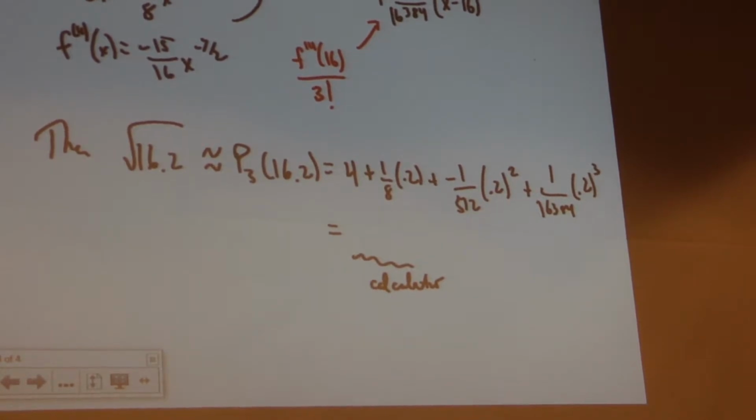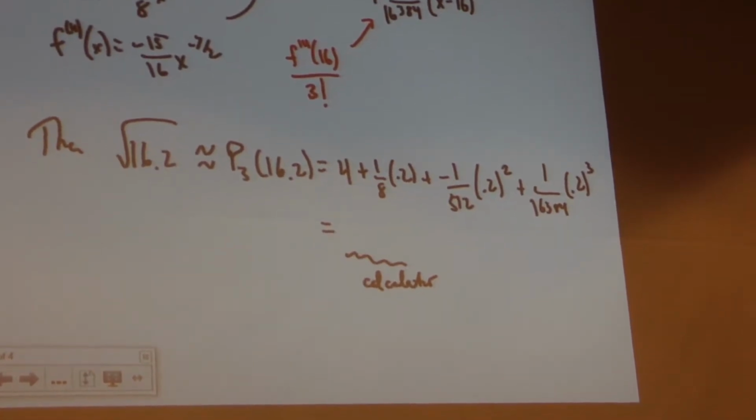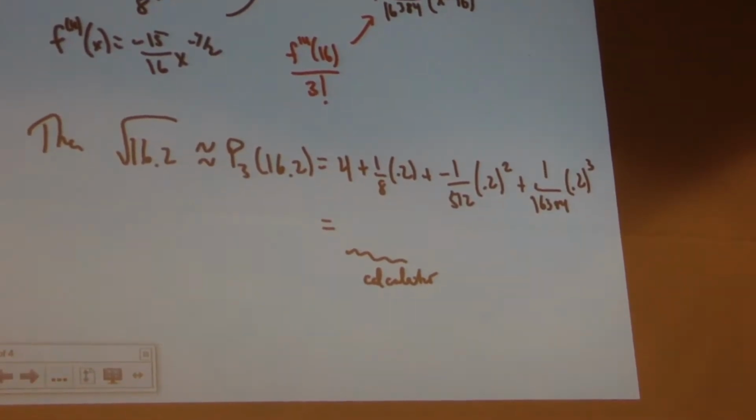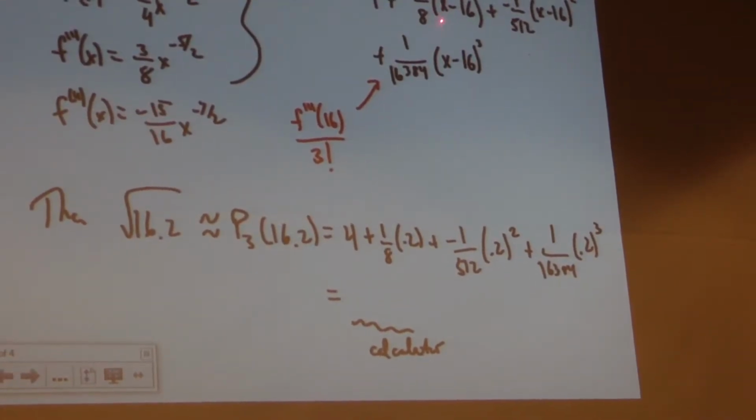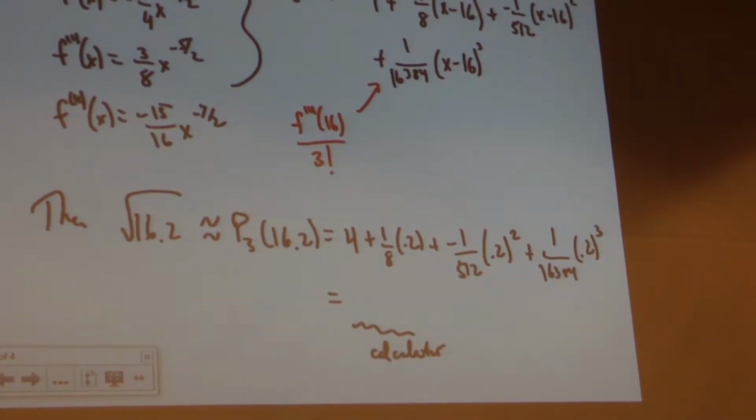Yeah. The 4 in front is taking care of the square root of 16? Why are we plugging 0.2 in? Because we're plugging in 16 for a, so I just did 16.2 minus 16 in all of these.